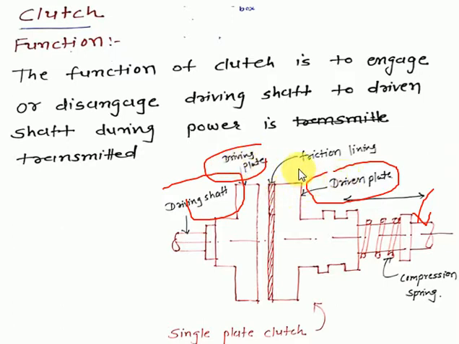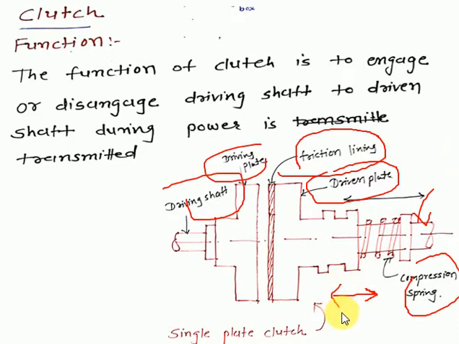So here you can see the friction lining material is stuck to the driven plate. So this is a friction lining material. Okay, so here a compression spring is also given, which is used to engage and disengage the driving plate to the driven plate.